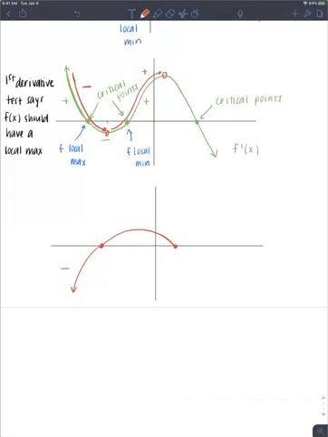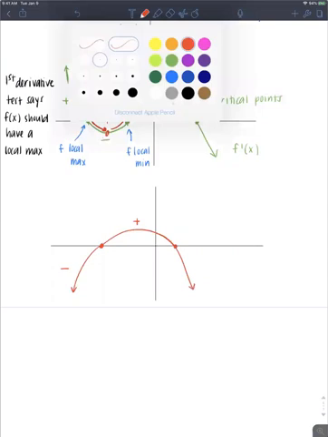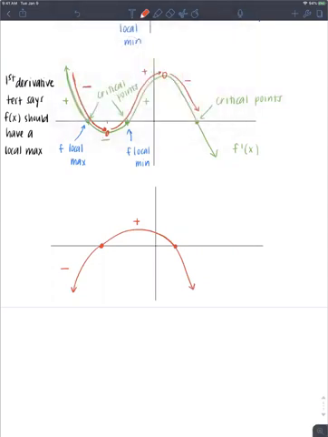Where this is negative, this is positive, and then what is it doing for the rest of the graph? Increasing or decreasing? Yeah, it's decreasing, which means it should be negative everywhere else. And so, yeah, this is what's happening. What are the x-intercepts on this graph called? Yeah, these are the inflection points now.